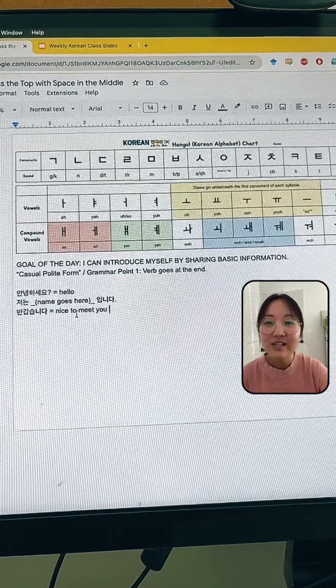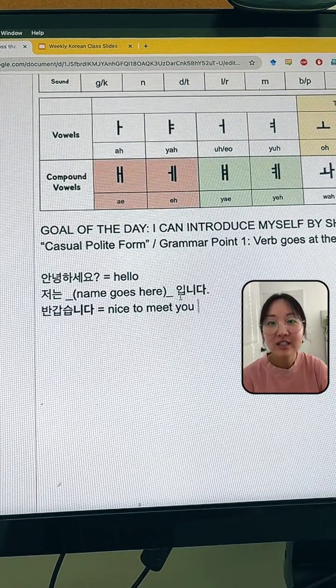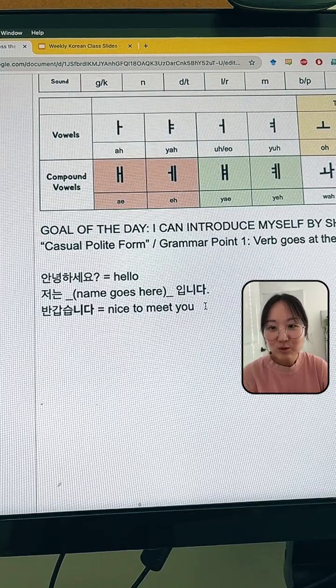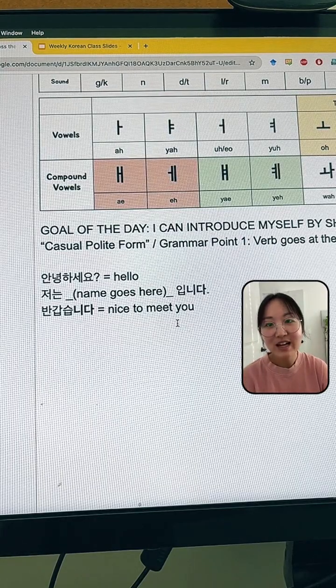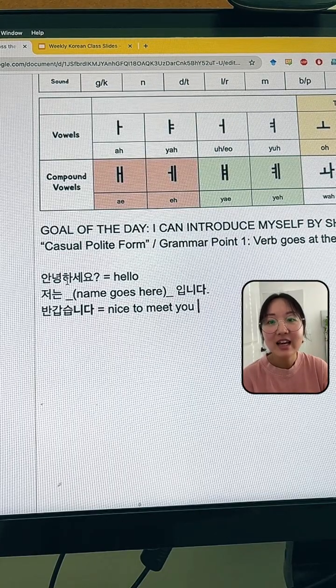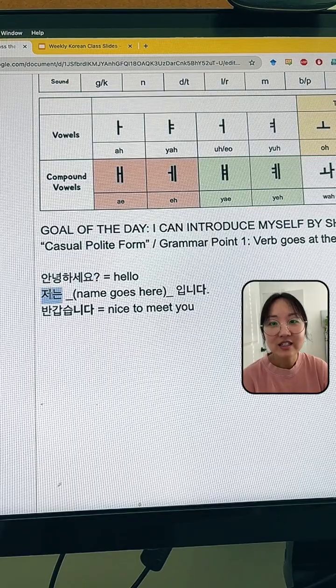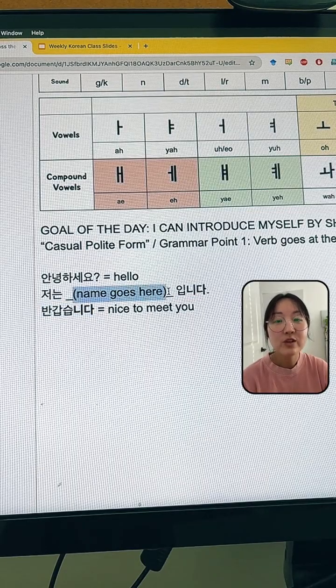So you can say 안녕하세요. Let me zoom in here. 안녕하세요. 저는 blank입니다. 감사합니다 for all the hearts. 반갑습니다. And the intonation is kind of like this. Once again. 안녕하세요. 저는 지니입니다. 반갑습니다.